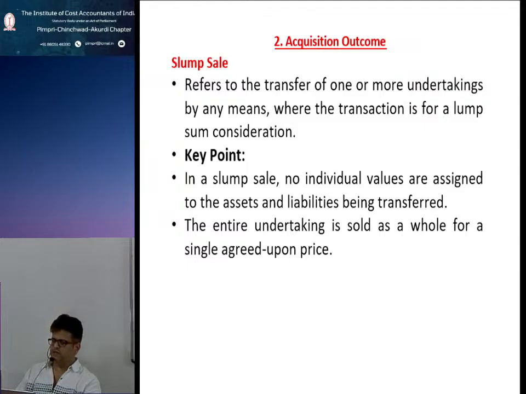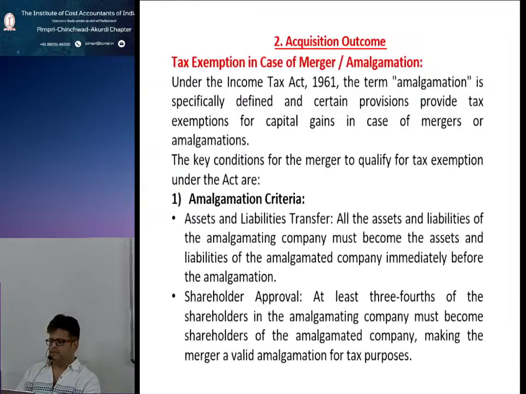Slump sale refers to the transfer of one or more undertakings by any means where the transaction is for a lump sum consideration. The key point here is that in a slump sale, no individual values are assigned to the assets and liabilities being transferred, and the entire undertaking is sold as a whole for a single agreed-upon price. Now let's understand the various tax exemptions in case of merger and amalgamation.